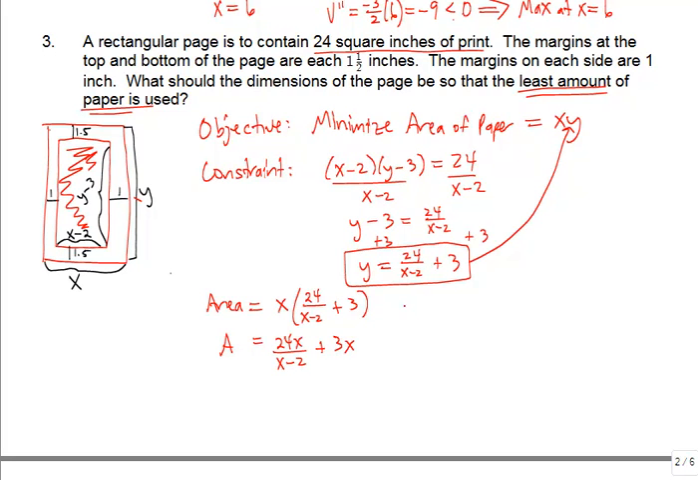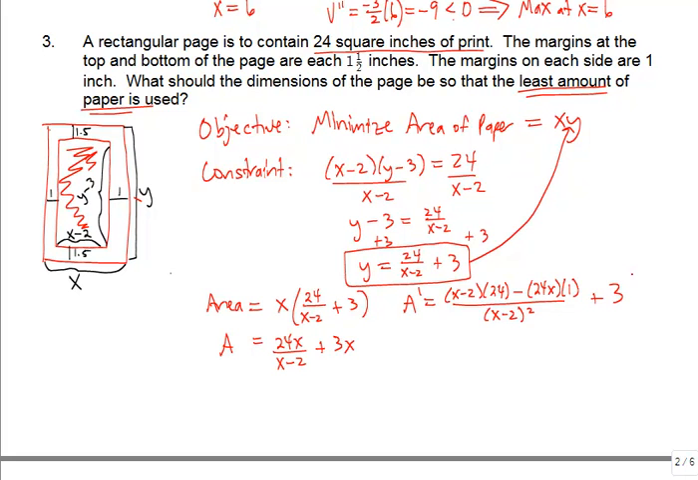Alright, so the derivative A prime is going to be, now this first expression here is a fraction, a quotient, so I'm going to use my quotient rule, which would be low d high minus high d low over low low. So the low is x minus 2. The d high, or the derivative of the top, would just be 24, minus the high, which is 24x, times d low, the derivative of the bottom, which is just 1, over low low, the bottom squared. And then we have to add to that the derivative of the 3x, which is just 3.